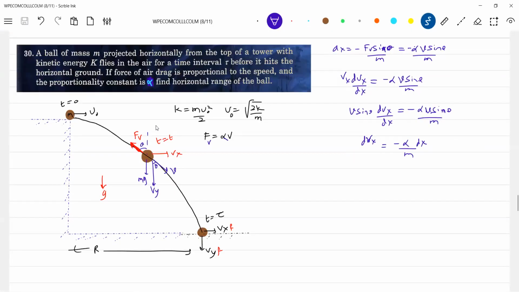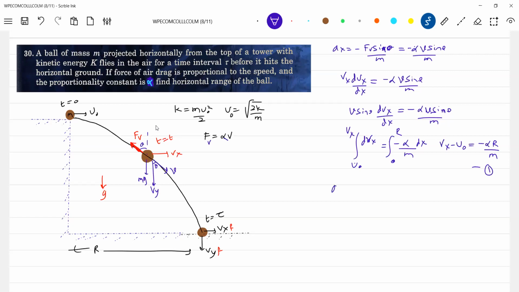So from here, I'll bring the expression for the range. The initial velocity is u naught, finally it is vx. Here, the horizontal range will be 0 to capital R. This is what is being asked, no? vx minus u naught equals minus alpha R by m. Keep this equation 1 in hand.